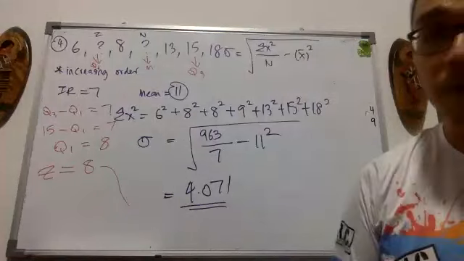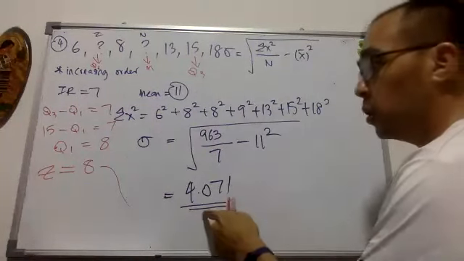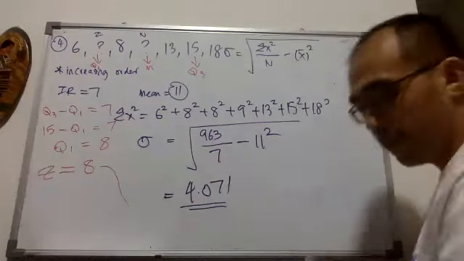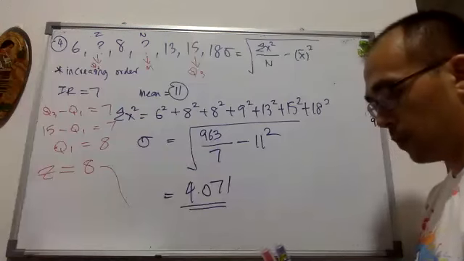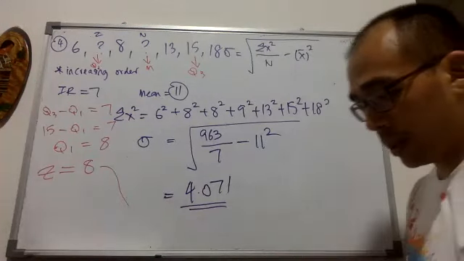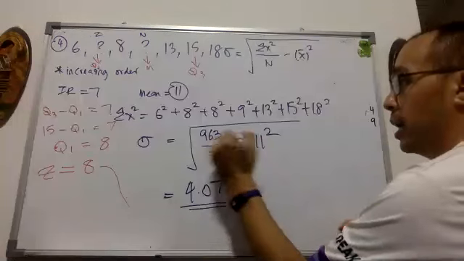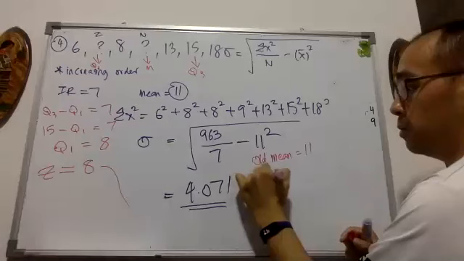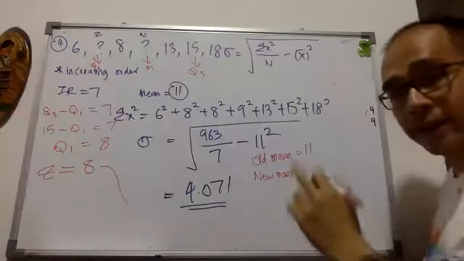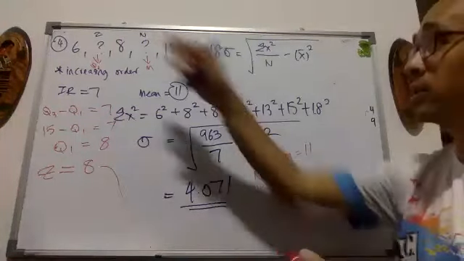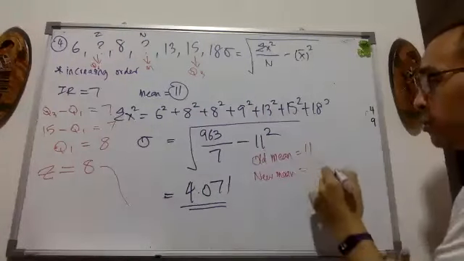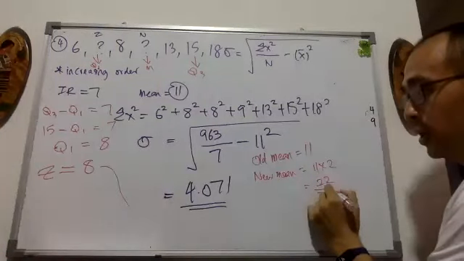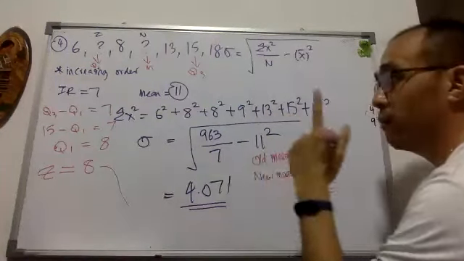Our old mean is 11. Our old, this is not variance, this is a standard deviation. So the variance will be 4.071 squared, 16.57. So our old mean is 11. So the new mean, think, is mean affected by multiplying? Yes, it is affected. If everything is multiplied by 2, our new mean will be 11 times 2, which is 22.